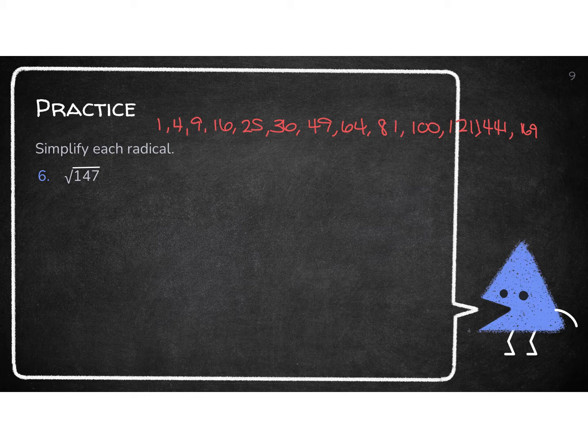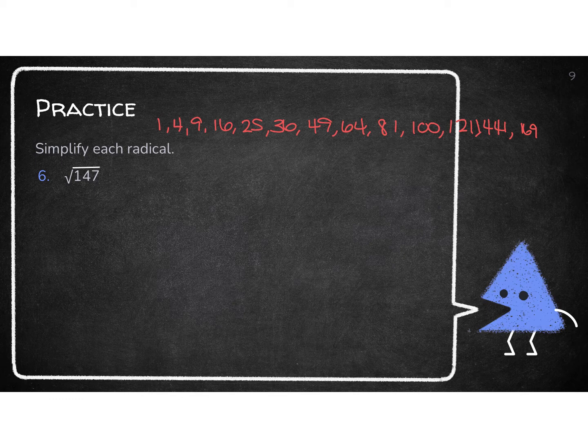So we need to break this up. I'm going to start with 144. 147 divided by 144 does not work nicely. So I'm going to divide 147 by 121. Does not give me a nice number. So I'm going to do 147 divided by 100. Does not give me a nice number. I can keep going. Divided by 81 does not give a nice number.